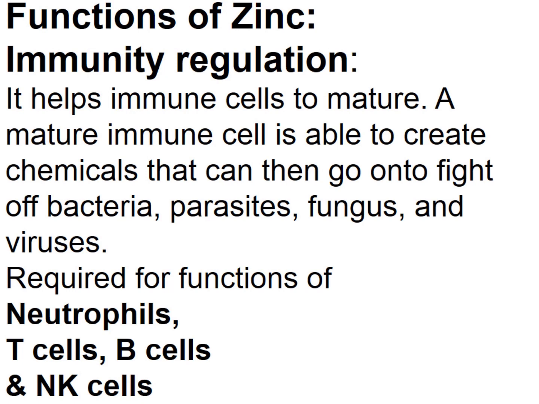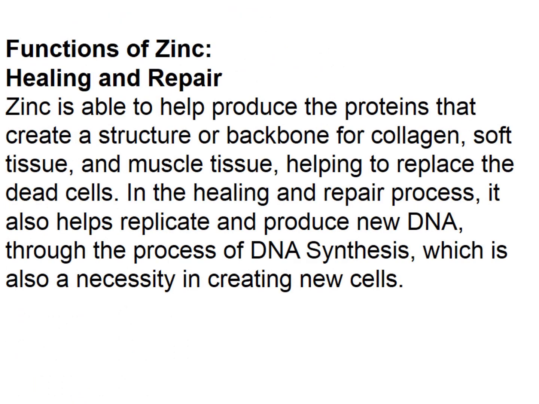Then we have two types of cells, called T cell and B cell. T cell has a role in cell-mediated immunity and B cell has a role in humoral immunity. And we have a class of cells which are called natural killer cells. So these T cells, B cells and natural killer cells also require zinc for their functioning.